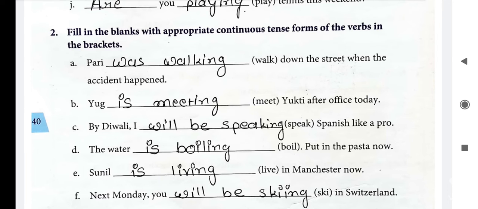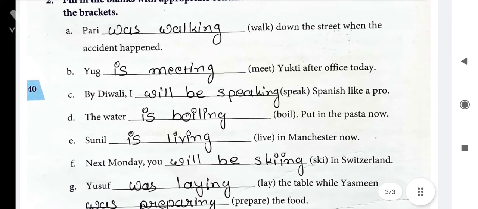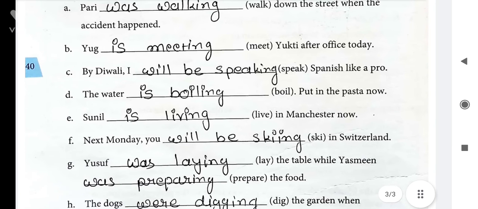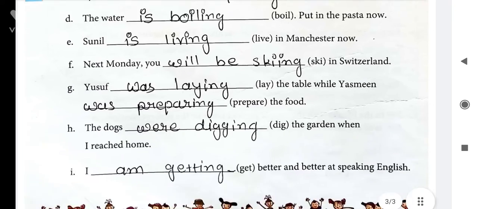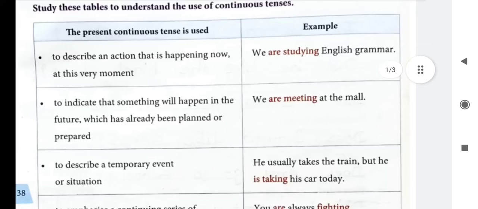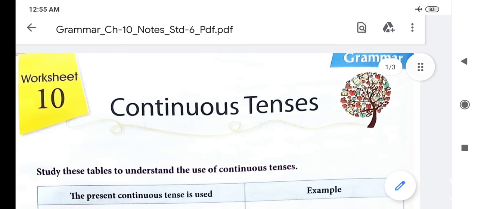If it is of present, then is plus verb plus ing, or are plus verb plus ing. And if it is of past, then we will be using was or were plus verb plus ing. And for future, we will be using will be plus verb plus ing. Okay? And here, chapter number 10, continuous tenses, ends.